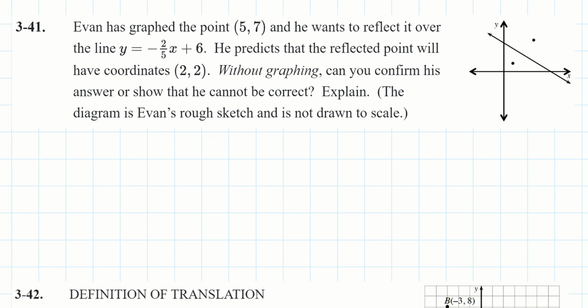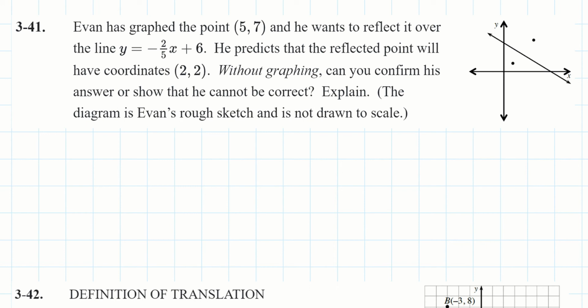Well, good morning, class. We're looking at section 3.1.4 for our second day, and there's four problems we're going to complete, starting with question 41. And it says Evan has graphed the point 5, 7, over 5 up 7, and he wants to reflect it over the line y equals negative 2/5 x plus 6.